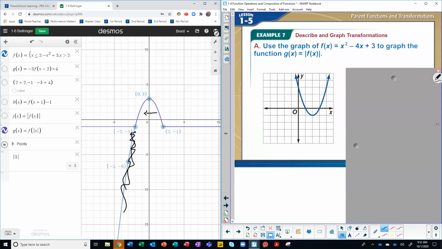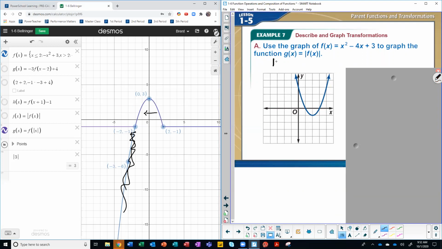And I just want you to tell me really quickly, would this be outside, meaning it's the absolute value of the y's, or is this inside, absolute value of x's? What are we taking the absolute value of here, example 7a from lesson 1.5? Absolute value of x's or absolute value of y's? Y's, very good. That's the absolute value of y's.